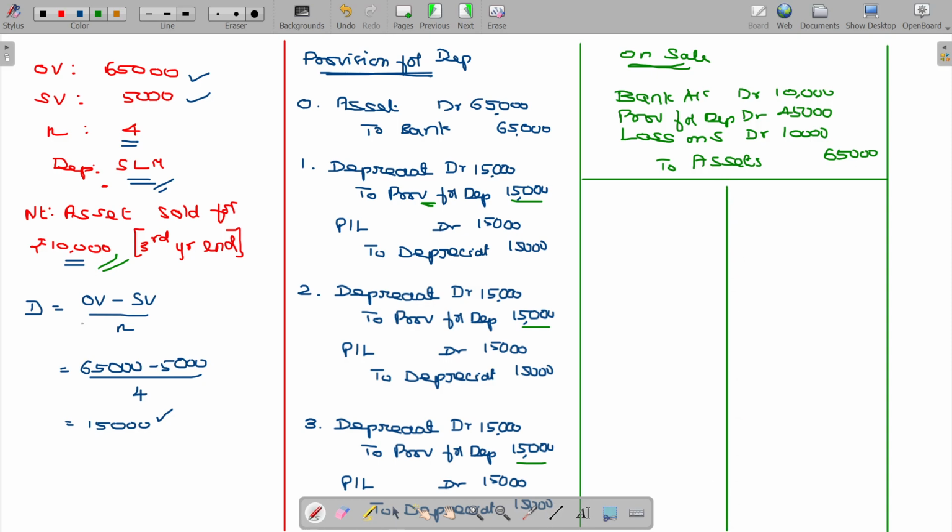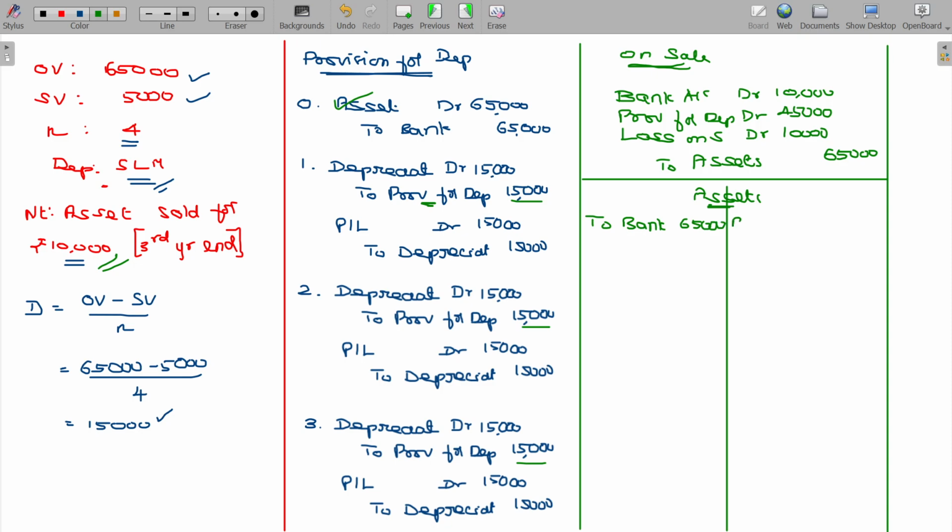So என்னென்ன அக்கௌண்ட் ஓபன் பண்ண போறோம் கவனிங்க. I am going to open asset account, but under the provision model the asset account remains as it is. To bank 65,000, by balance 65,000 will not have any changes.